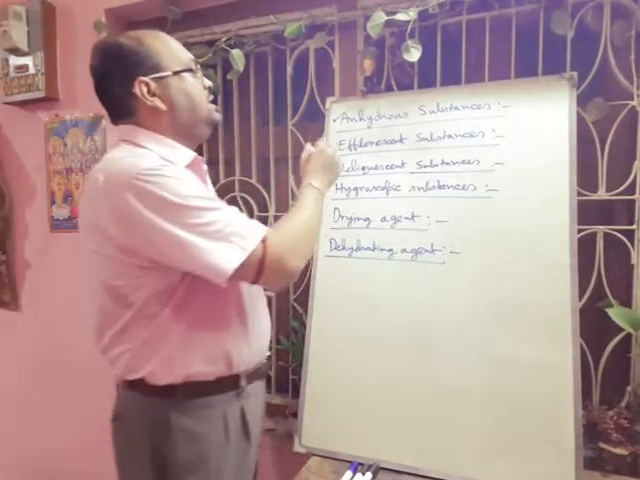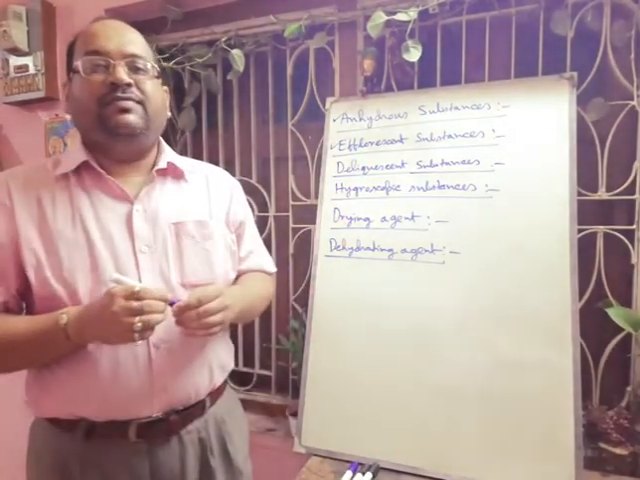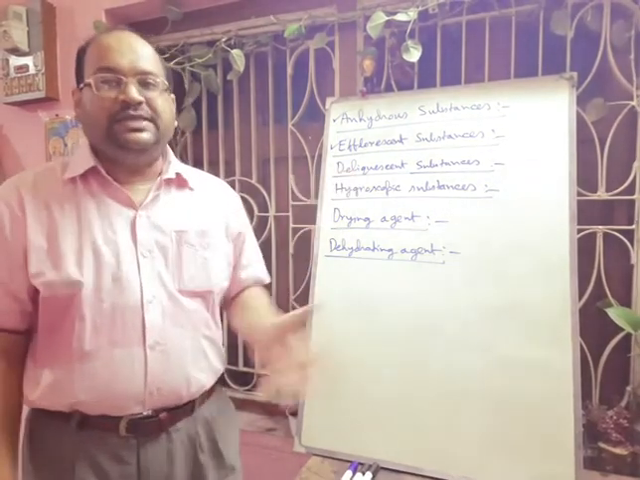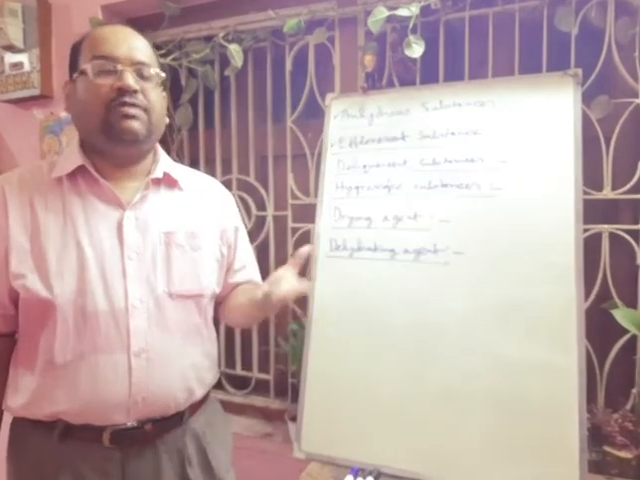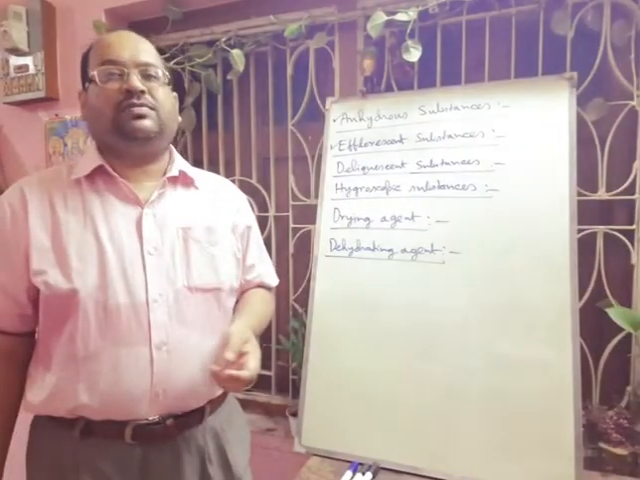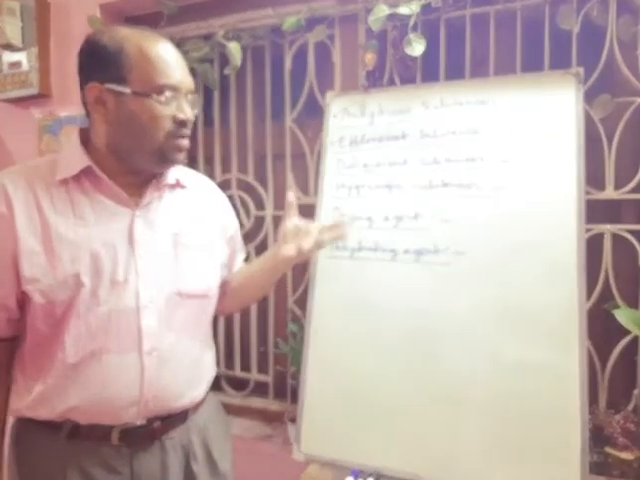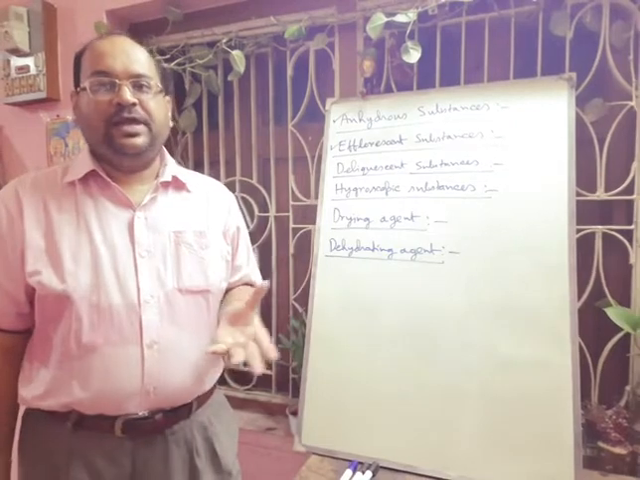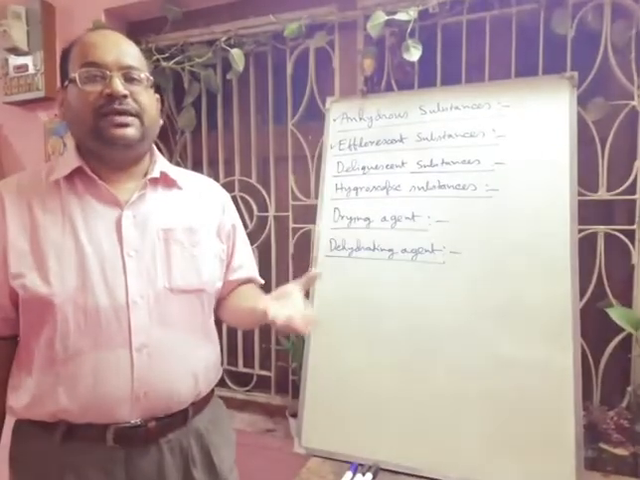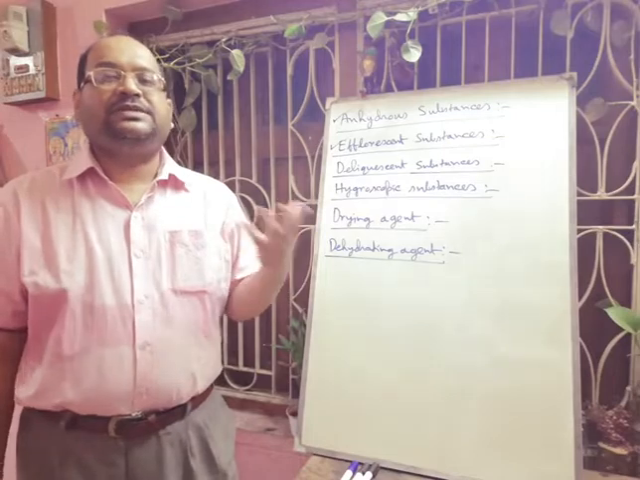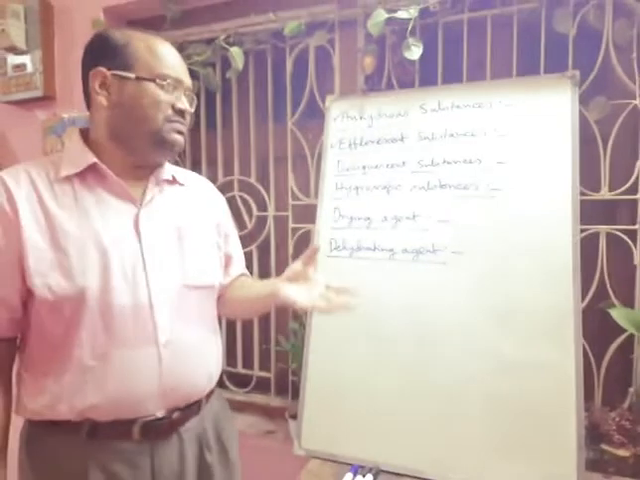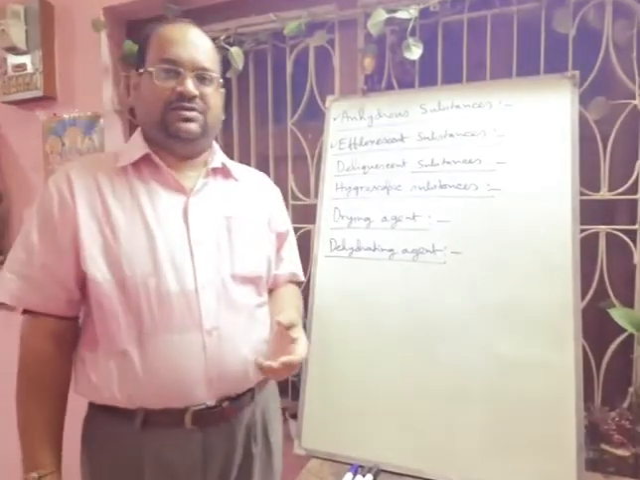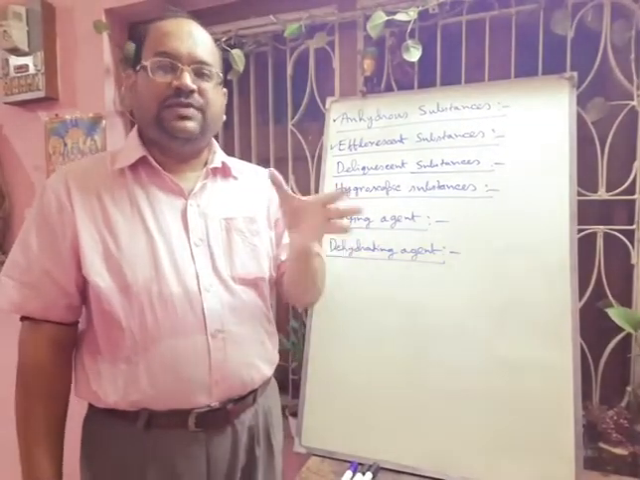Next we will discuss efflorescent substances. When you keep these hydrated salts in air, what will happen? They will gradually lose the water of crystallization. They may lose it completely or partially. And why is this happening? This is happening because inside the crystal the vapor pressure is higher compared to the atmospheric vapor pressure. That is why they are losing the water of crystallization. These types of salts are called efflorescent substances, and this phenomenon is called efflorescence.